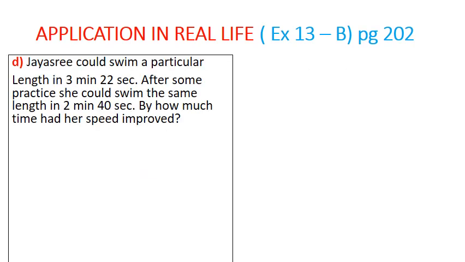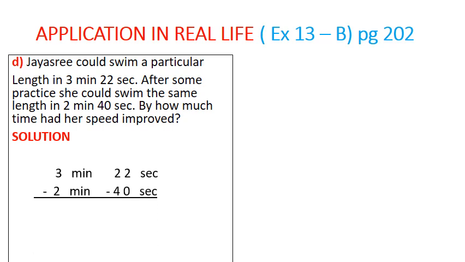Now we will continue question number D. Jayasri could swim a particular length in 3 minutes 22 seconds. After some practice, she could swim the same length in 2 minutes 40 seconds. By how much time had her speed improved? So earlier she was taking more than 3 minutes. Now she is taking 2 minutes and 40 seconds. That means she has improved her speed. By how much? So we have to find the difference between the timings, isn't it? For that we need to do subtraction. So we have to arrange the time 3 minutes 22 seconds and 2 minutes 40 seconds one by one down.